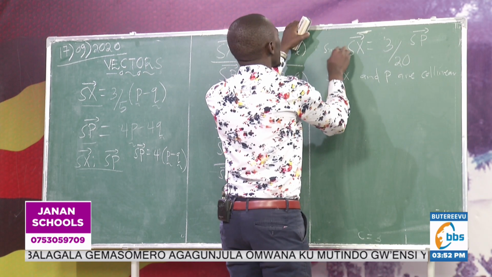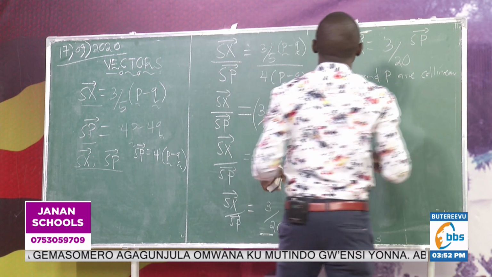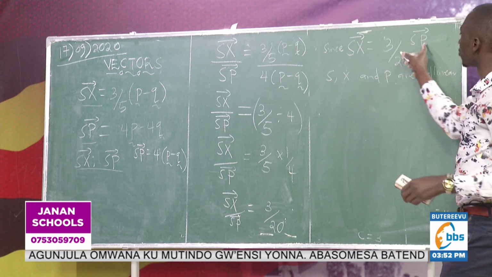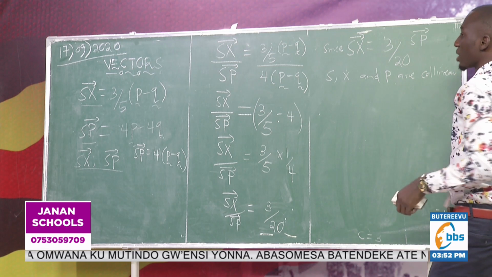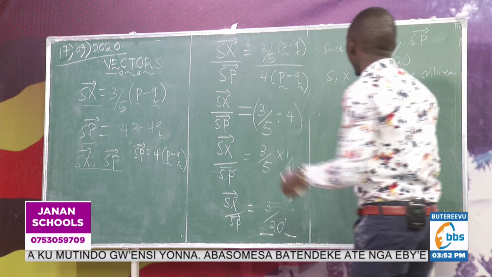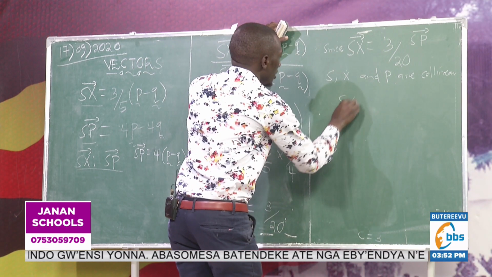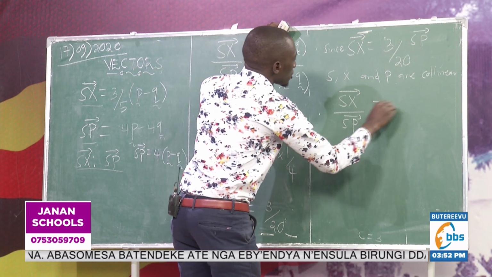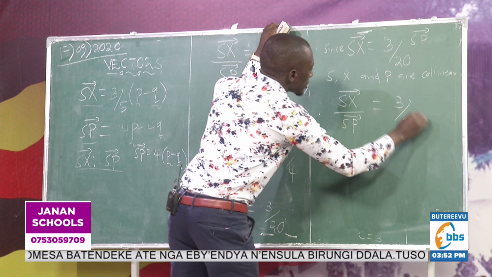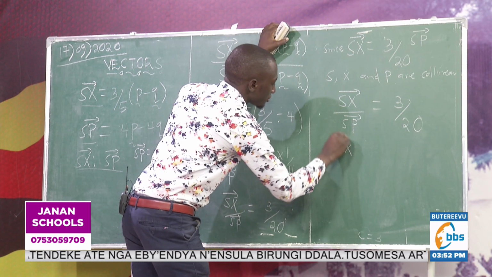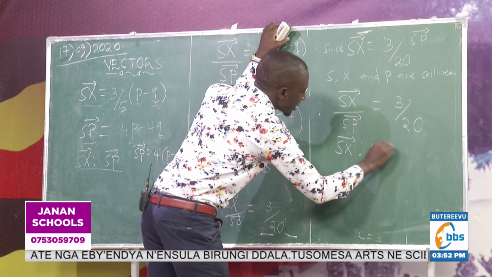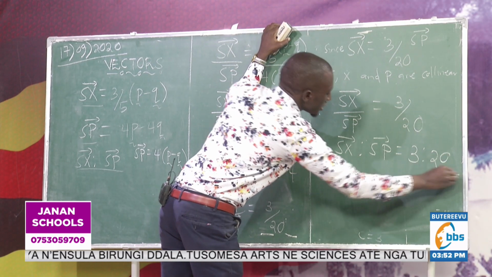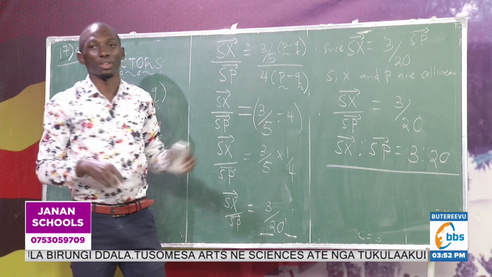So again, they are saying find the ratios. So the ratio of Sx to Sp. We just have to divide, taking it back the way it has been. So to find the ratio, I'm going to have Sx out of Sp. This equals 3 out of 20. So the ratio of Sx to Sp will be equal to 3 to 20. So that becomes the ratio there.